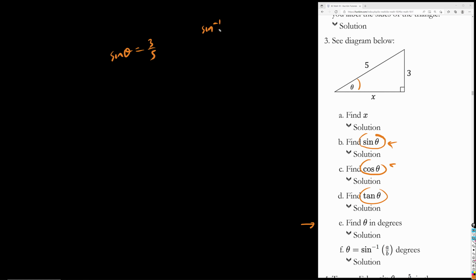Sine inverse does not mean sine to the exponent -1. It's just a button on the calculator that gives you the angle. So theta equals sine inverse 3 over 5, which is approximately 37 degrees. Now let's try cosine theta. Cosine theta we previously found was adjacent over hypotenuse, which was 4 over 5. Taking the cosine inverse of both sides, we get theta equals cos inverse of 4 over 5, which is approximately, using your calculator, the exact same answer, 37 degrees.